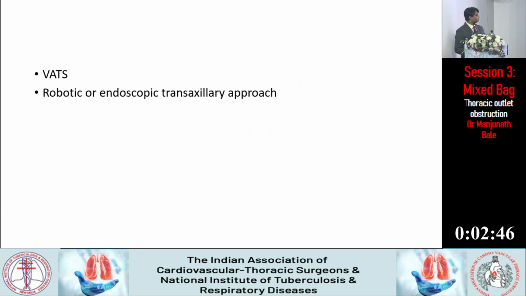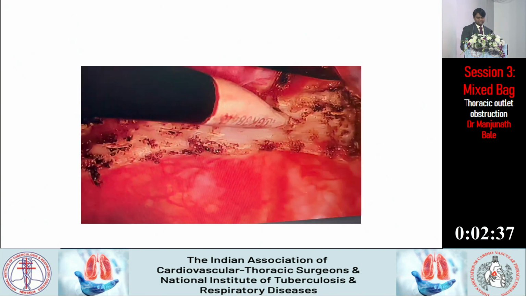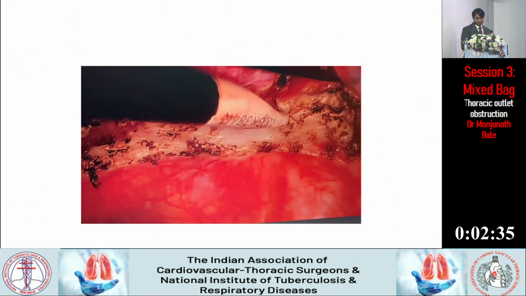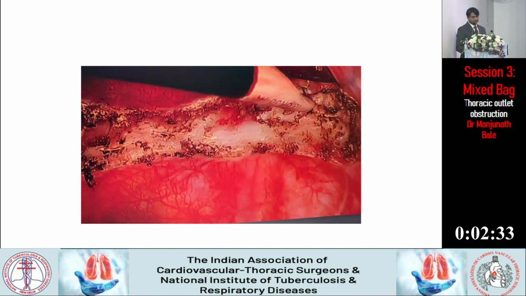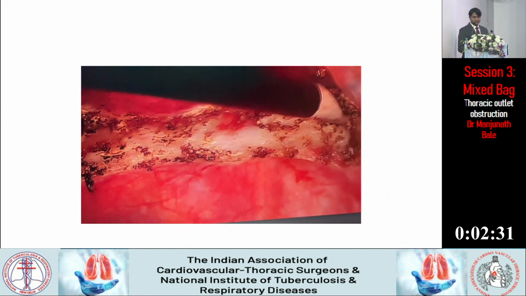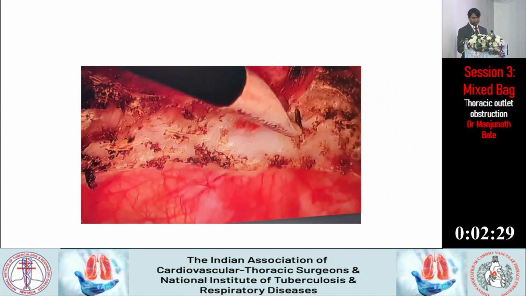Coming to the newer approaches, there is VATS excision of the first rib, and robotic excision. This is just a small video of how a rib excision is done. I have to thank Dr. Mohit and Dr. Hemang for this video. This is courtesy of AIIMS.